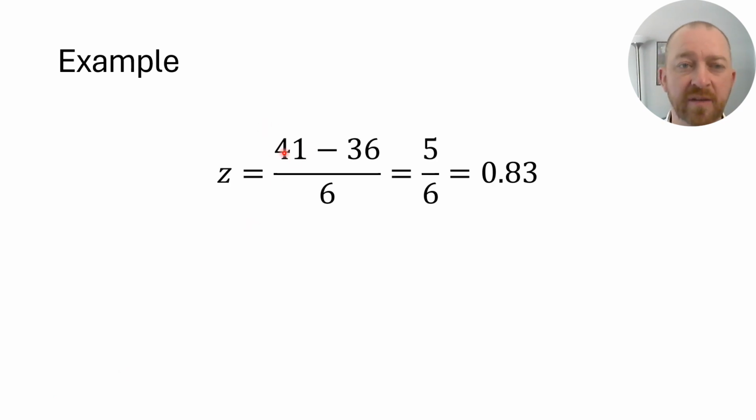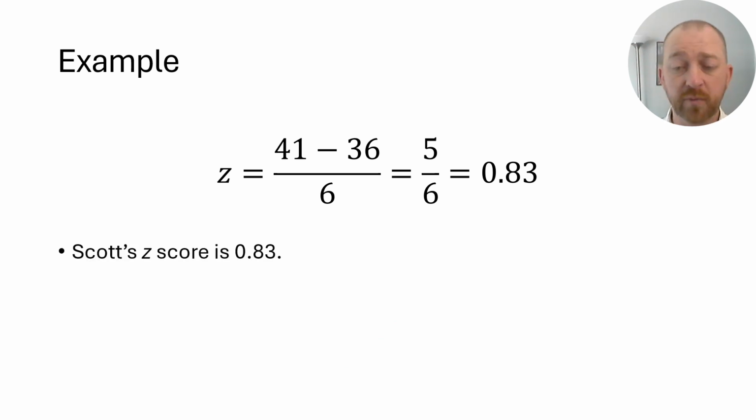All we do is take the 41 minus 36, which is, of course, 5, and then we divide that by 6. 5 divided by 6 is 0.83333333, and on forever. But we'll simplify it to just 0.83 for our purposes. The rounding won't really make a difference here. So therefore, Scott's z-score is 0.83. Now we need to interpret that and see what that actually means.